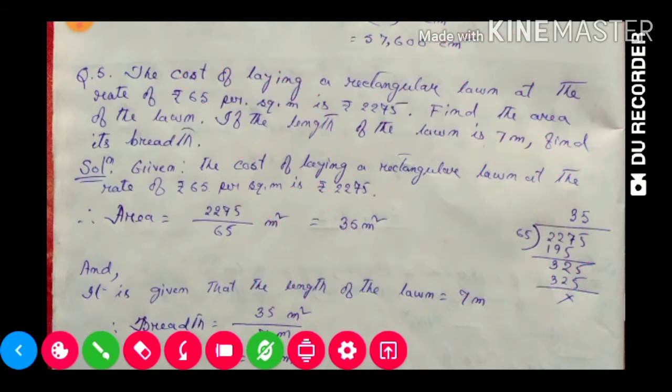Similarly this one also. First of all, the total rupees given is 2275. We need to divide this by 65, and only then will we get our area. Here it is given: the cost of laying a rectangular lawn at the rate of rupees 65 per square meter is 2275. Now area will be 2275 divided by 65.